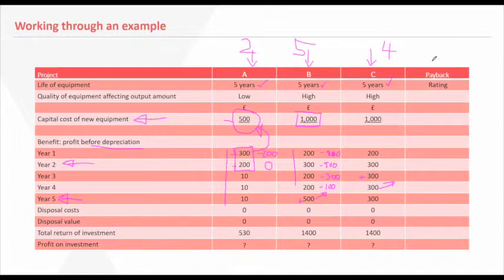So nothing more than a little bit of addition and subtraction to figure out which year you have paid back your initial capital amount.